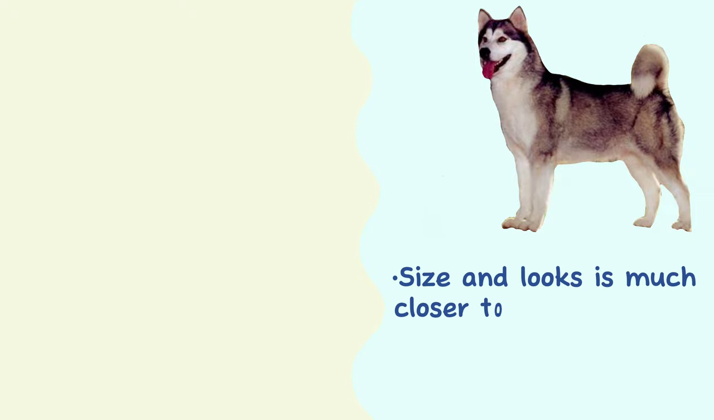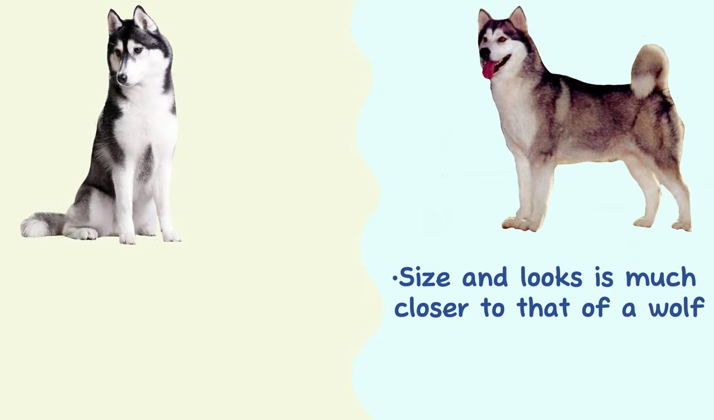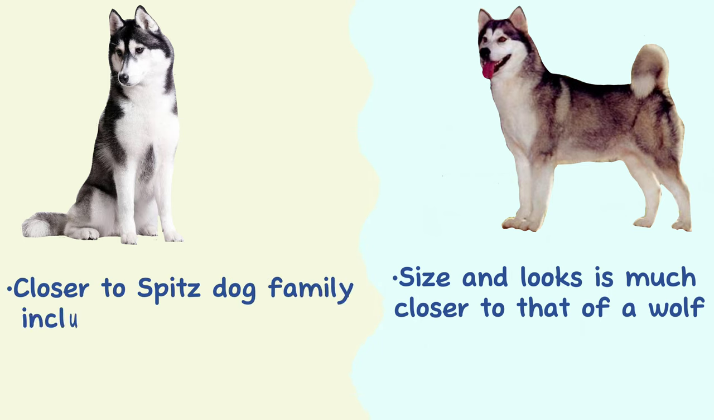Relation. Malamute breed was developed nearly 3,000 years ago, and its size and looks are much closer to that of a wolf. Whereas, Husky doesn't have nearly the same genetics as the wolf. Instead, the breed is closer to the Spitz dog family, which includes dogs like Pomeranians and Akitas.